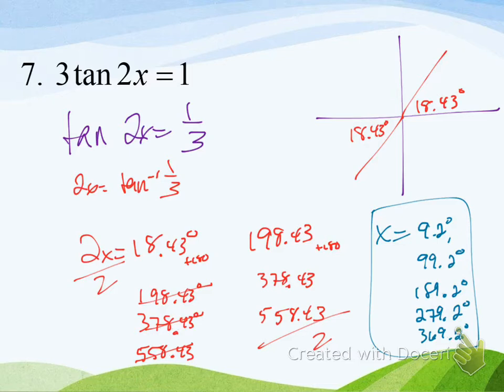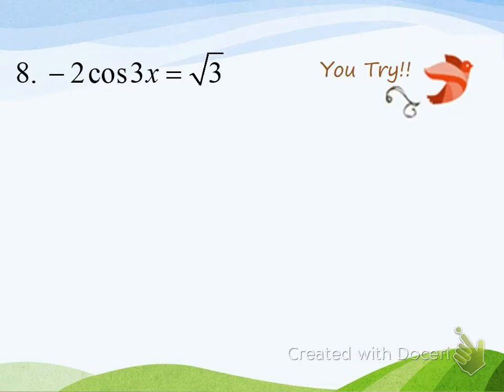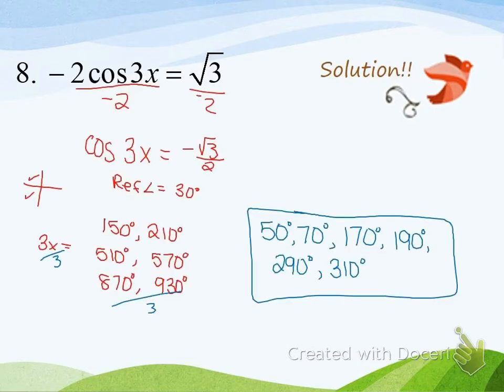Okay, so remember, with tangent you're adding 180. All right, so try 8. Stop the video, see what you get, and then I'll show you what you should have gotten. And if you have questions after that, you can come in and see me. We'll go through it. And that's what you should have gotten for number 8: 50, 70, 170, 190, 290, and 310. Make sure you're adding 360.